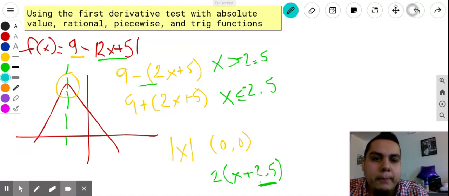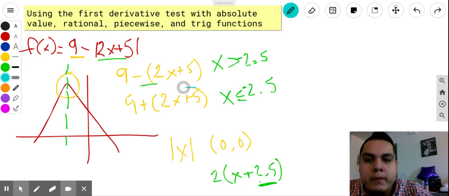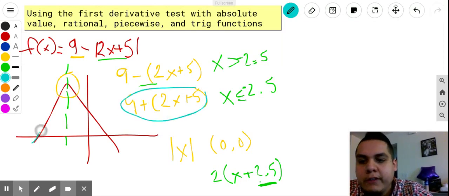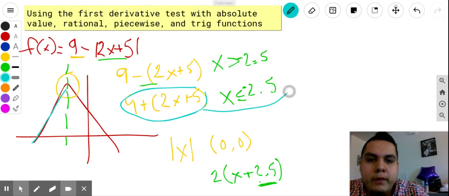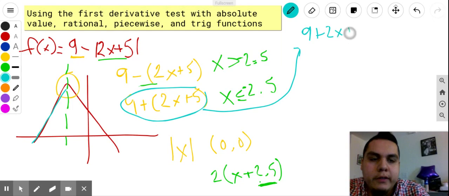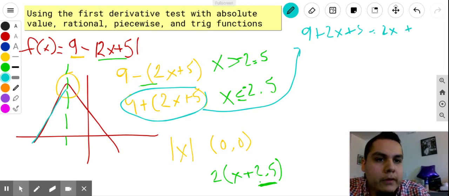Actually, that should be the second part. This will be my first part because this is the left side of the graph right here. Right? It would be 9 plus 2x plus 5, so it would be 2x plus 14. And so the derivative would have to be 2 when x is less than negative 2.5.